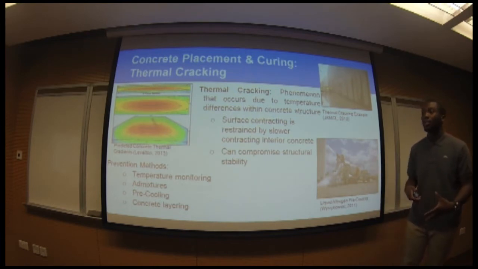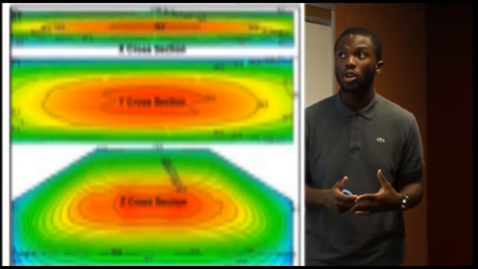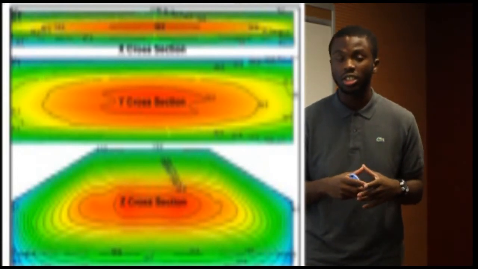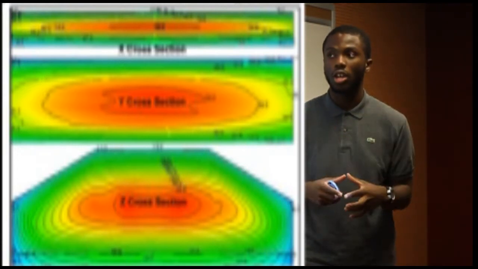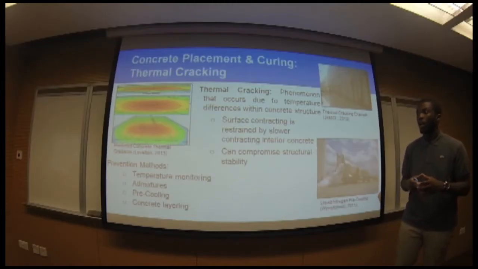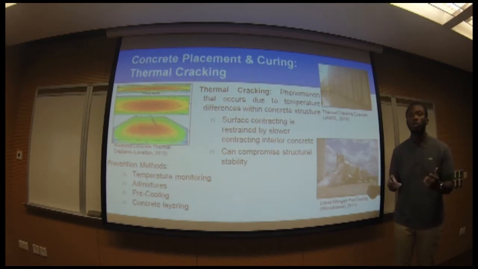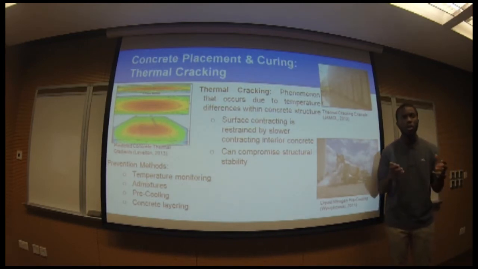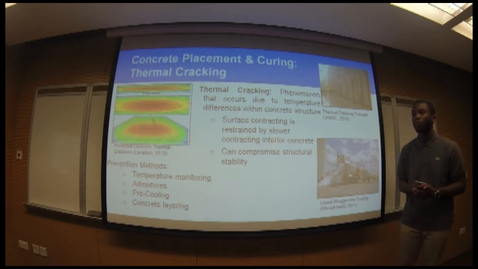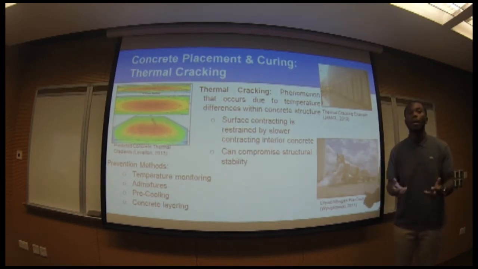And you can see that in a predicted concrete thermal gradient figure where in these different cross sections you have the heat concentrated towards the middle of that concrete structure. With that, you have the risk of compromising the structural stability of whatever structure you are putting together with that concrete. Some prevention methods would be temperature monitoring.